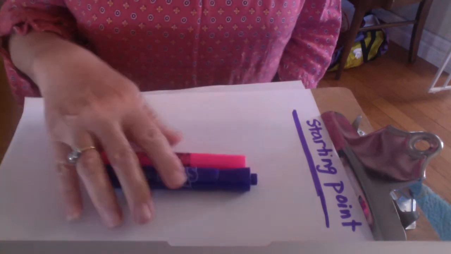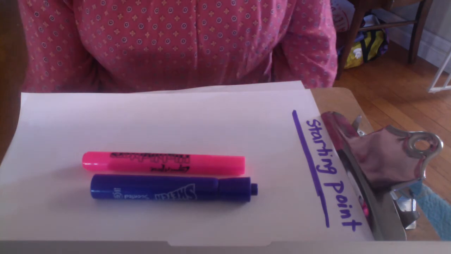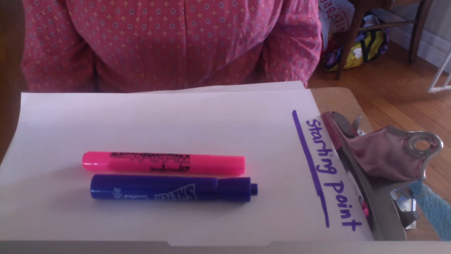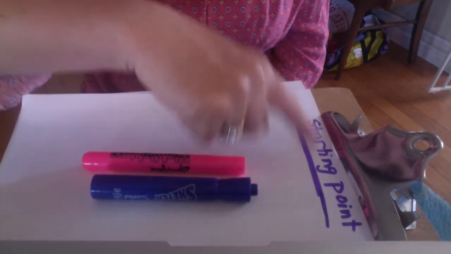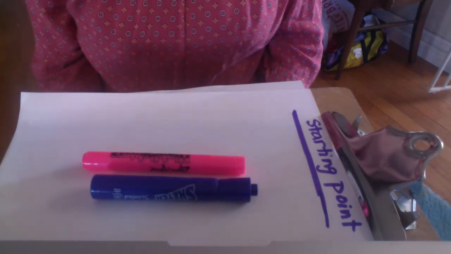I'm going to show you some examples, and I am going to move the camera down to look at just my paper because you don't need to look at my face for this. I have a couple markers here. If I'm going to compare their length to see which one is taller and which one is shorter, I need to use the starting point. See, I wrote the starting point. I have a line here. They have to line up.